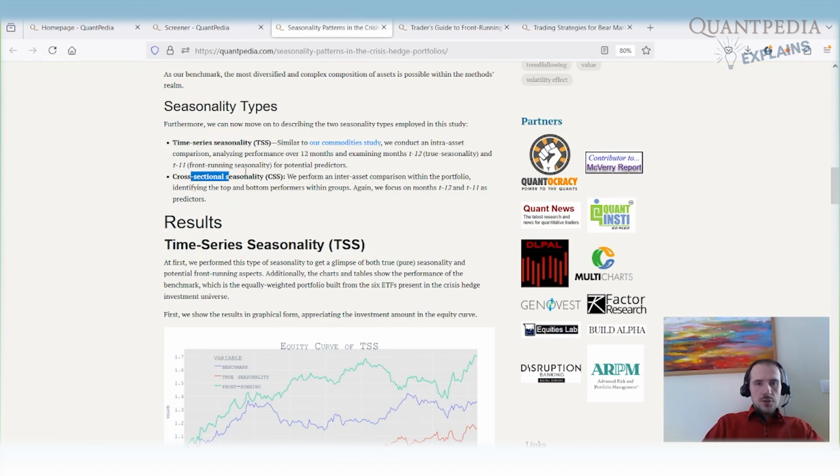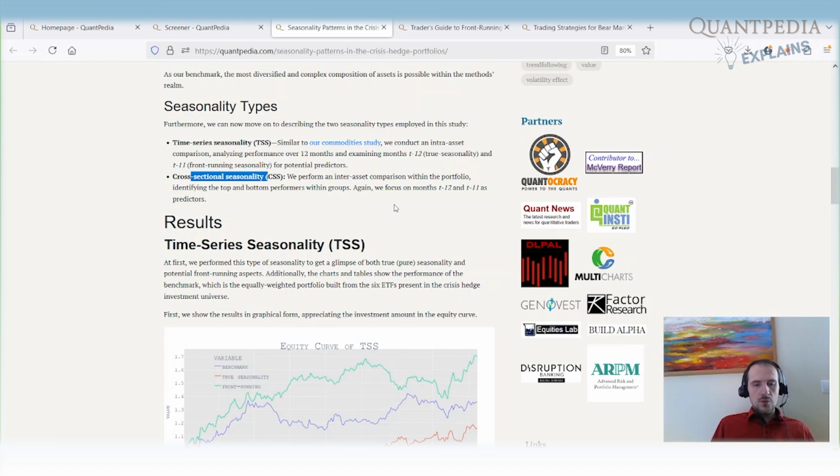Then you have the cross-sectional seasonality. So what is the cross-sectional seasonality? So let's imagine that once again we are at the end of the January. We want to know what assets should we hold in the February. So let's take a look at the February performance, but right now take a look at the performance of all of the assets in the February, and let's hold those that have the strongest performance, and you can short those that have the weakest performance the previous year in the February. So that's the cross-sectional seasonality.